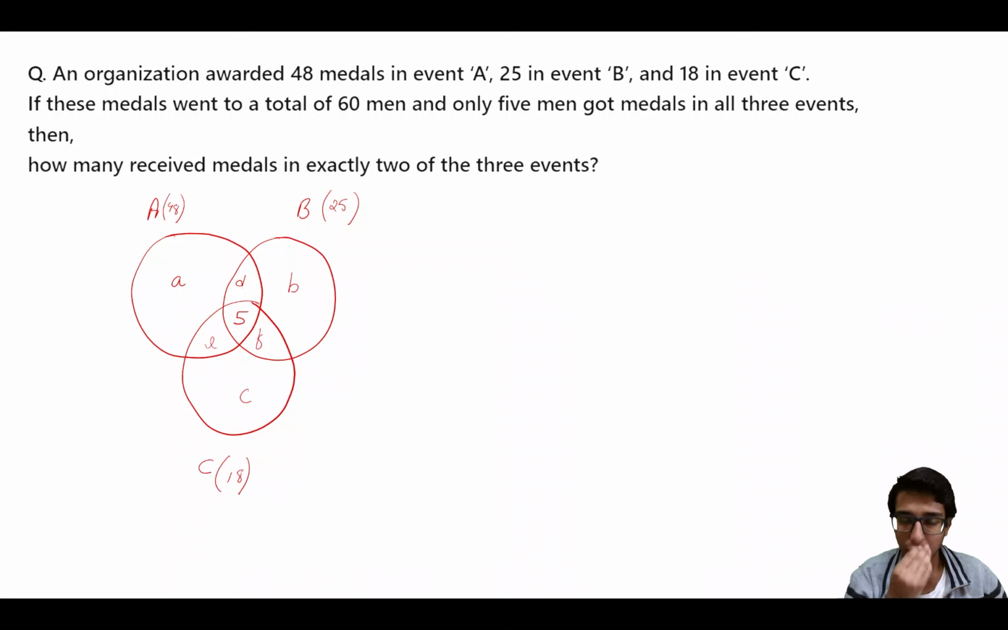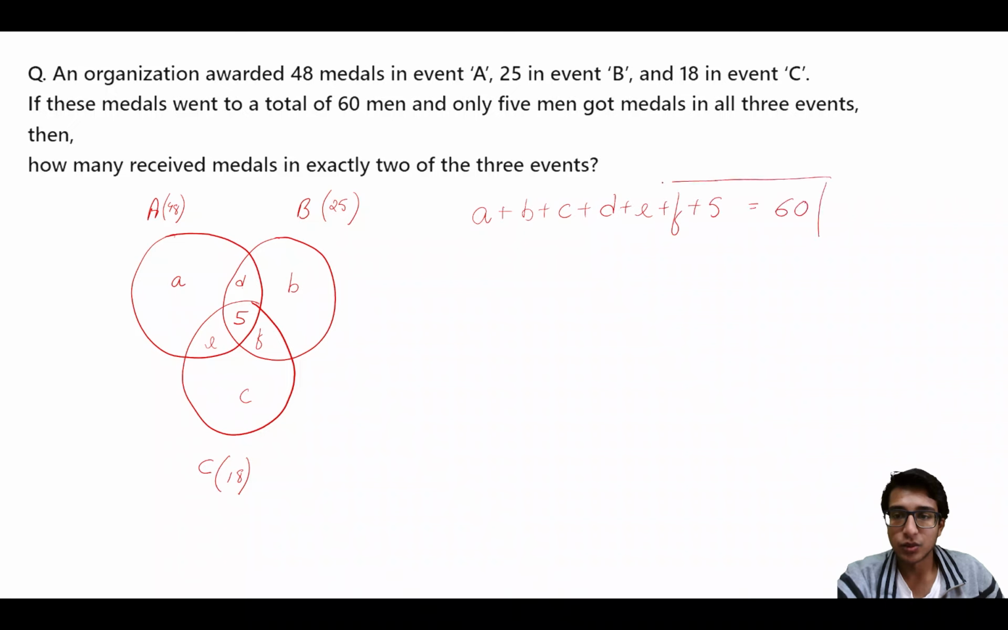So from here we've gotten this. They've told us that there were total 60 men, so total 60 medals were there. So what we can say is A plus B plus C plus D plus E plus F plus 5 is equal to 60. This is one equation that we've gotten. The other equation is A plus D plus E plus 5 is equal to 48.